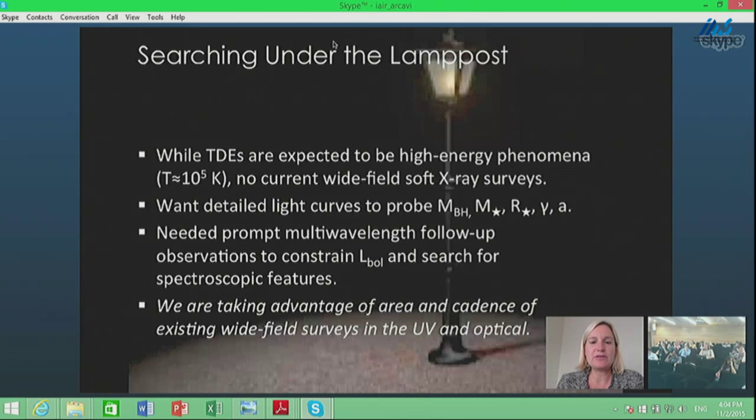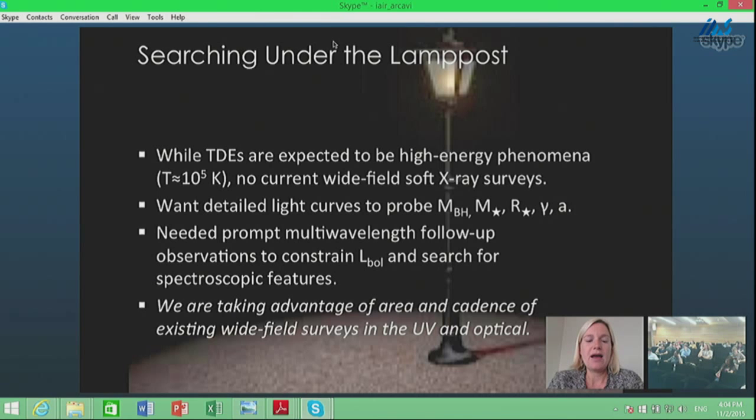So why are we using optical surveys? Well, it's not necessarily the best place to study tidal disruption events, since you've probably heard from some of the theoretical talks that really we expect the bulk of the energy from tidal disruption events to be emitted at soft X-ray or extreme UV wavelengths. But in fact, what's really nice about optical surveys is their spectacular cadence. And with detailed light curves, we think we can actually probe the parameters of a tidal disruption event and really start to constrain the physics of what's going on in these events, and even use them as probes of black hole mass in distant galaxies.